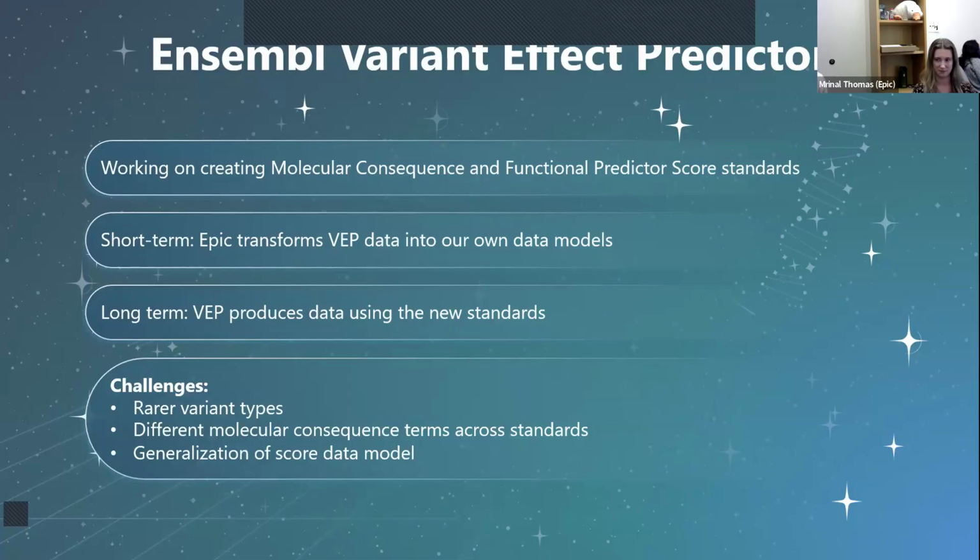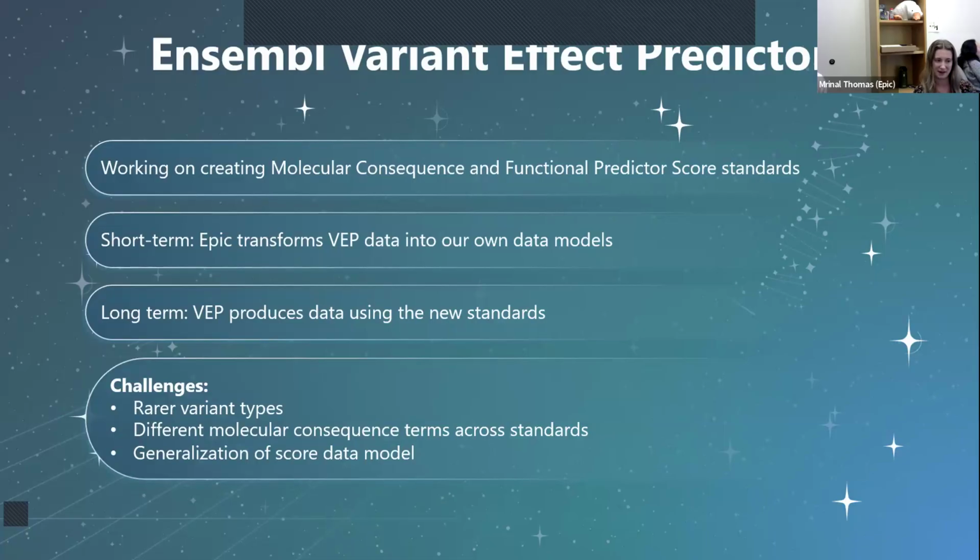We've also observed different molecular consequence terms being used across some standards. So VEP uses Sequence Ontology, which is probably much more widely used. But like Mrinal said, we are accustomed to the HL7 V2 model, which has a couple of additional terms that have been tacked on to Sequence Ontology.